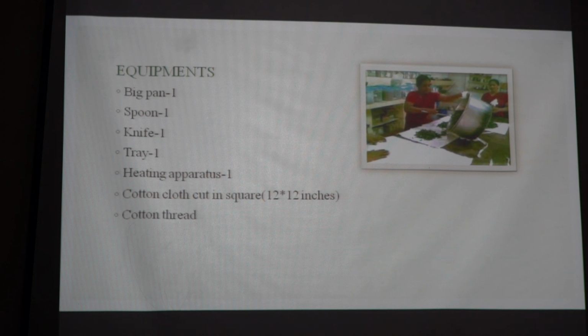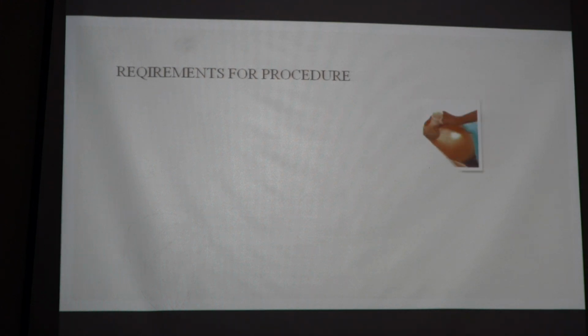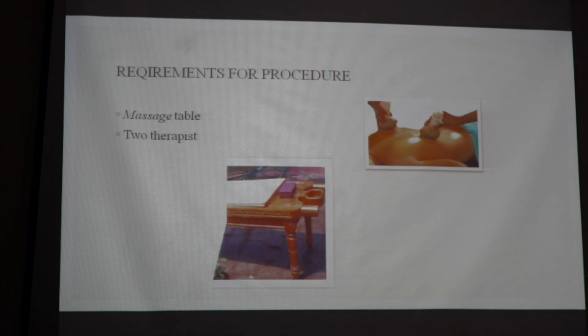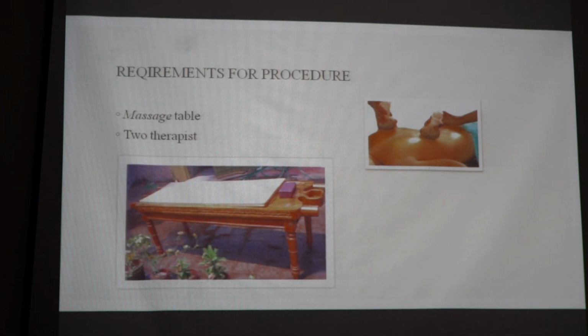What are the equipments? A big pan for frying the leaves, a spoon for stirring, a knife for chopping the leaves, a tray, a heating apparatus for heating the contents, cotton cloth cut in square pieces 12 by 12 inches, and a cotton thread. You can see in the picture a big pan, leaves being put into the square pieces of cotton cloth. What are the requirements for the procedure? A massage table on which we will be doing the therapy, and 2 therapists.